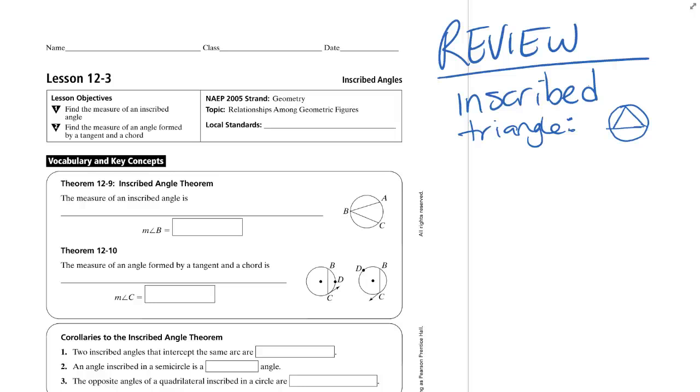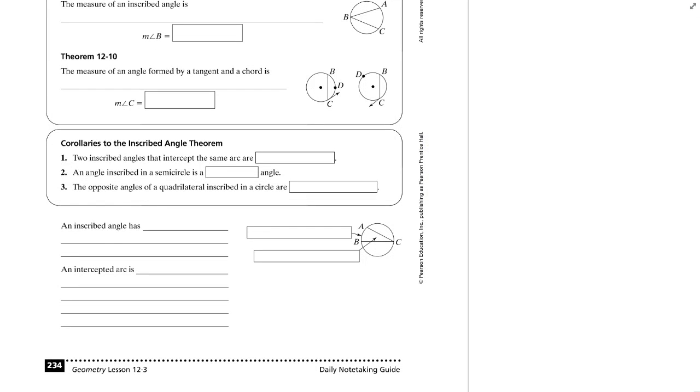12-3 starts us off talking about inscribed angles. Well, review, we've talked about inscribed triangles. What was that like? Oh, that was a triangle on the inside of a circle. So now, what if we just want an inscribed angle? Well, let's define it down here, and then we'll go back to the top of the page.